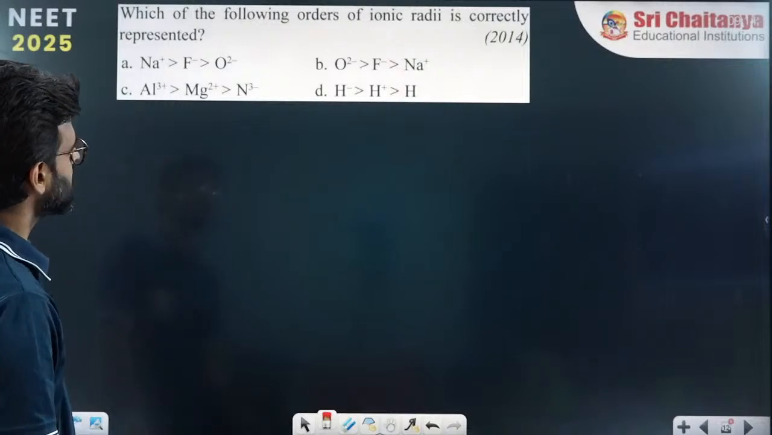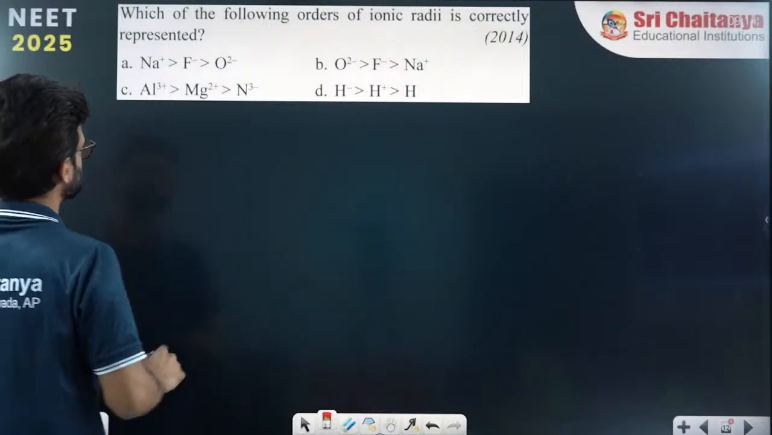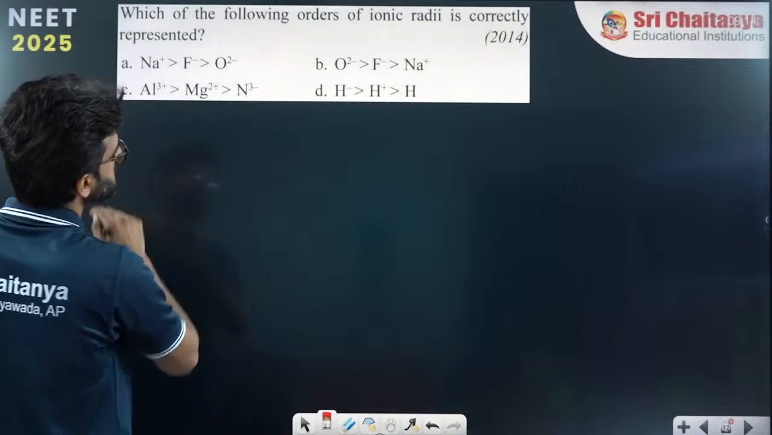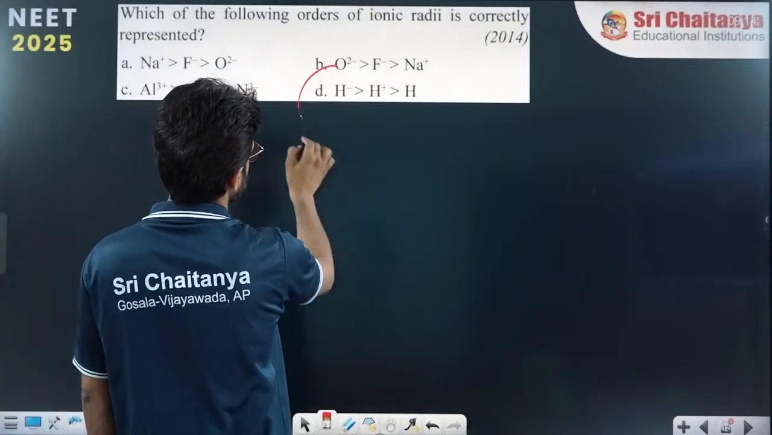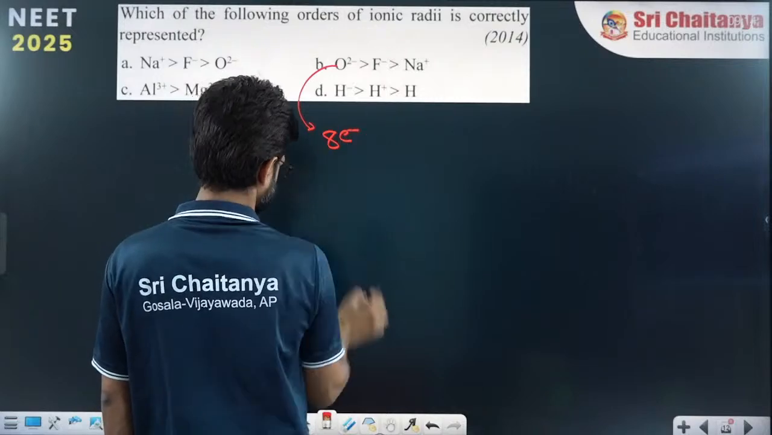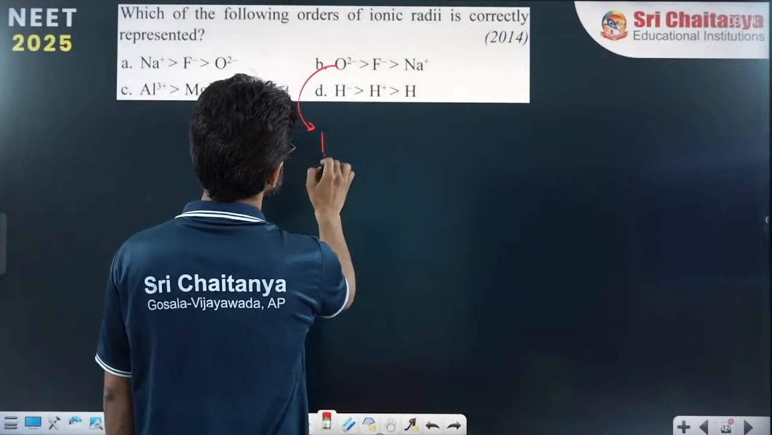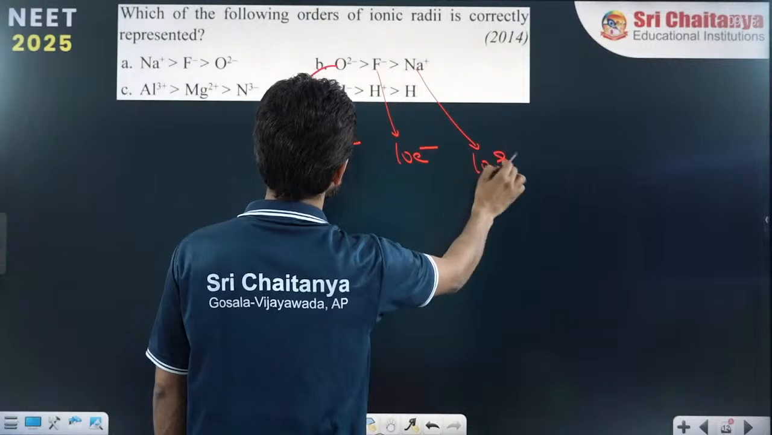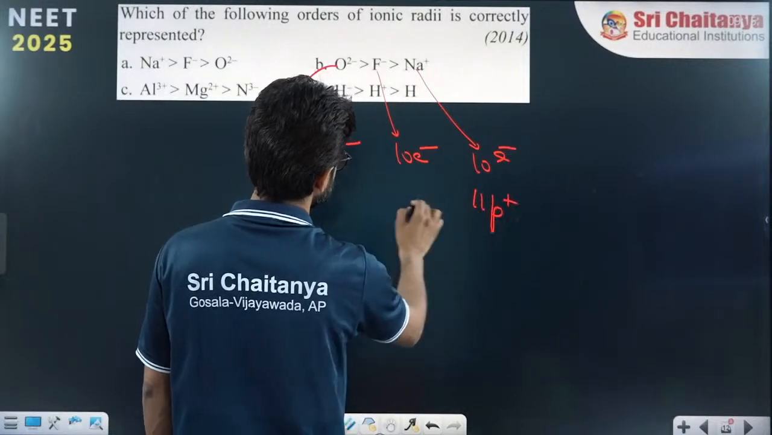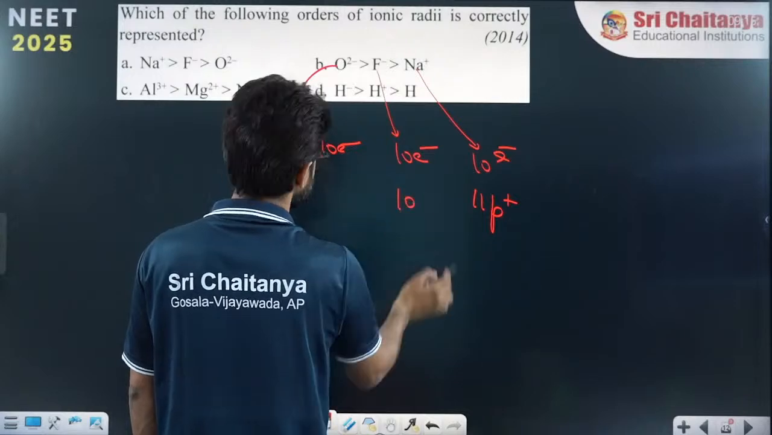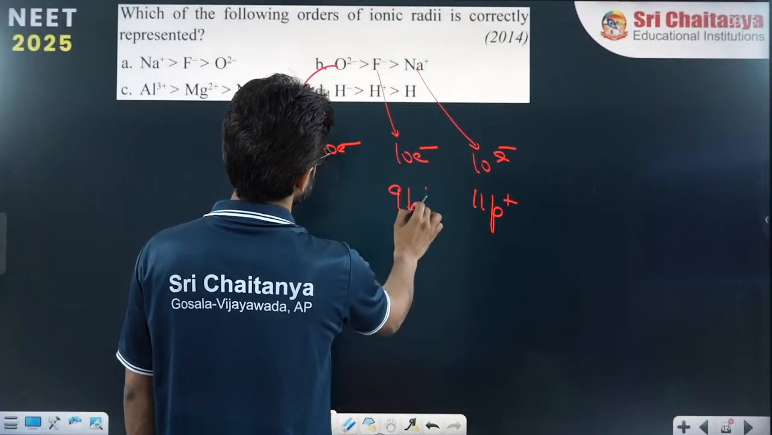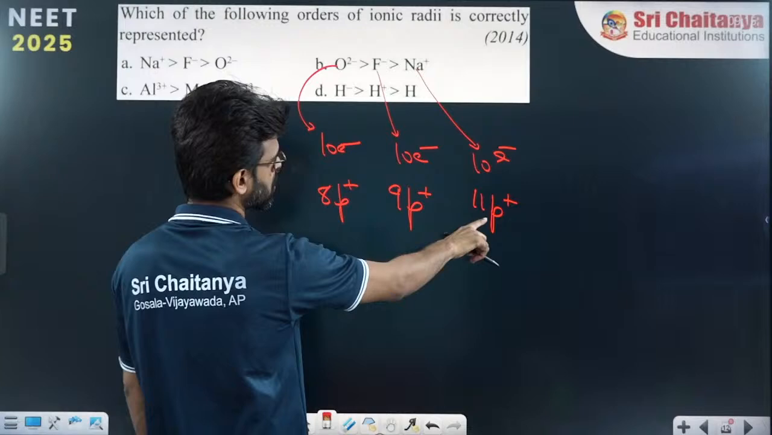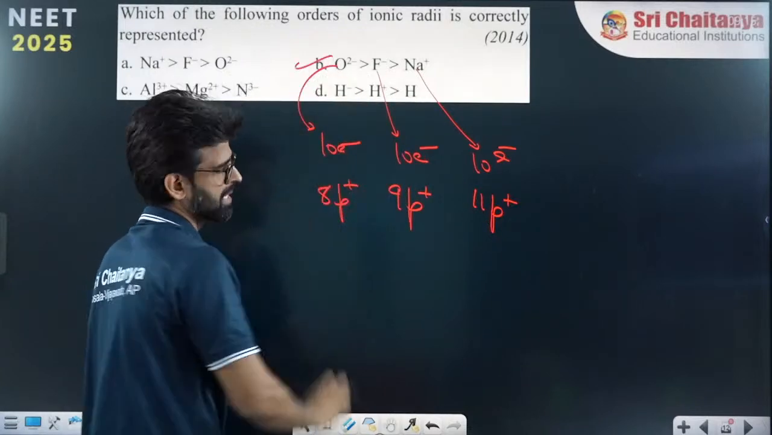Again they are discussing size, about isoelectronic species. Again look at this carefully. O2 negative has 10 electrons. F negative again 10 electrons. Na plus also 10 electrons. But here 11 protons are pulling them, here 9 protons are pulling, and here only 8 protons are pulling these electrons toward the nucleus. So the stronger the attraction, the lesser the size. This is wrong. This is right. Okay.